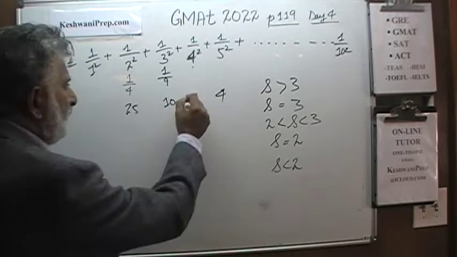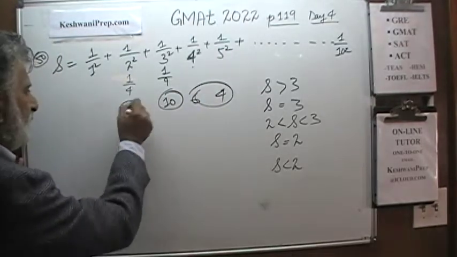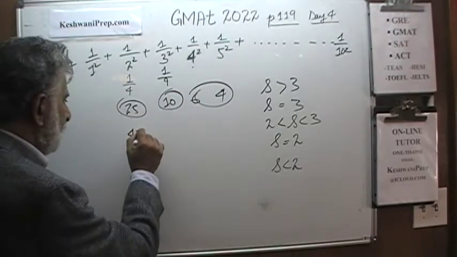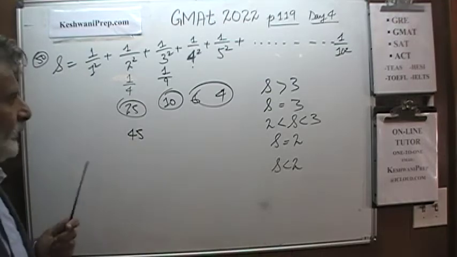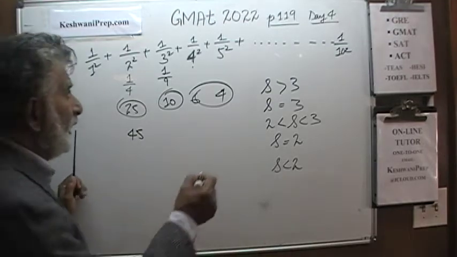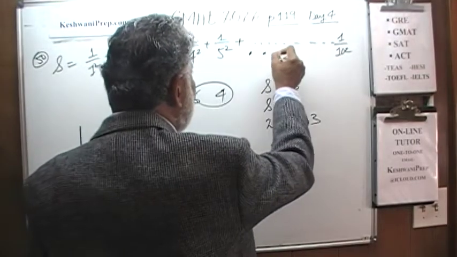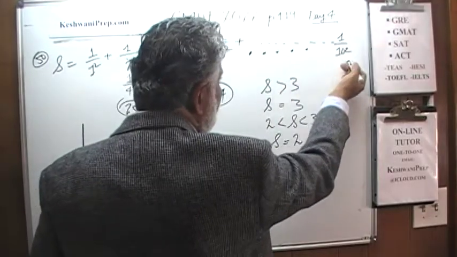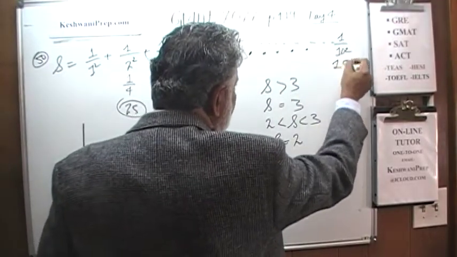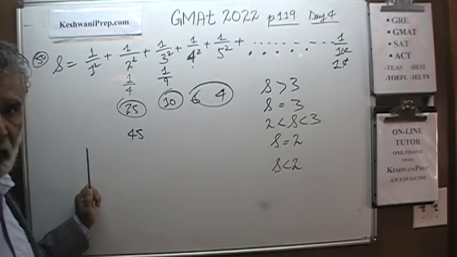So here we go. We have a 10 here, we have a 10 here, that's 20. 20 plus 25 is 45. So that's 45 so far. And since we're not looking for the exact value, let's pretend that the 6 and the 7 and the 8 and the 9 and the 10th. 10th actually, by the time we get to 10th, it's just 1 penny. 1 over 100 is just 1 penny.